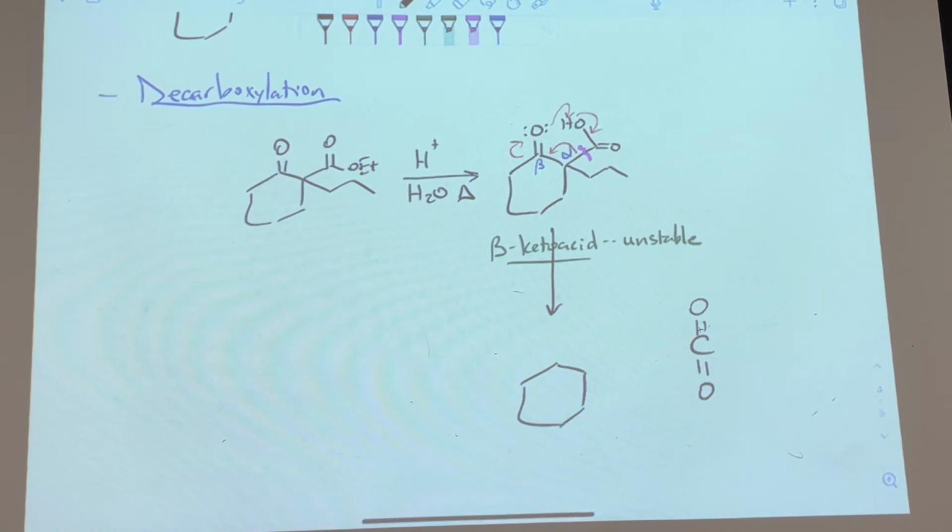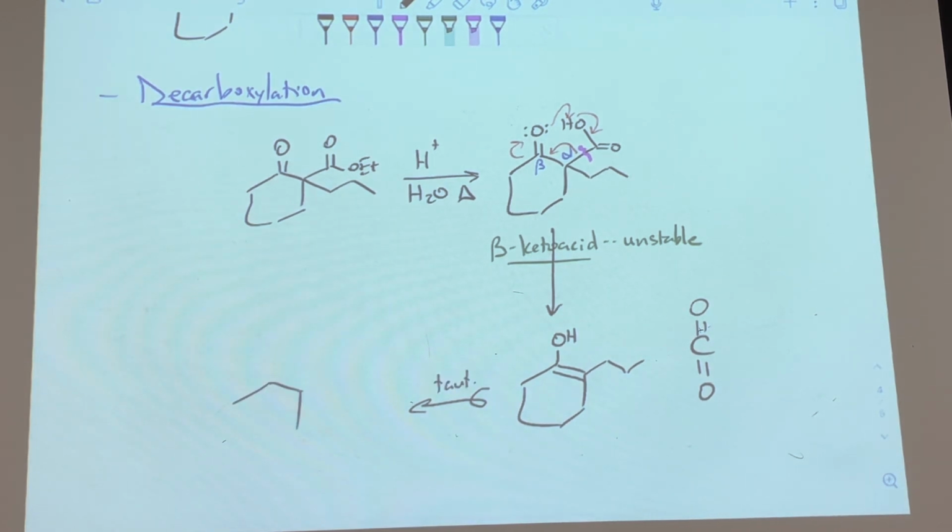But what we really are interested in, follow the flow of arrows, you would end up with that. What functional group is this now? It's an enol. Can you isolate an enol? Nope. So this thing tautomerizes. And what you end up isolating is the ketone.